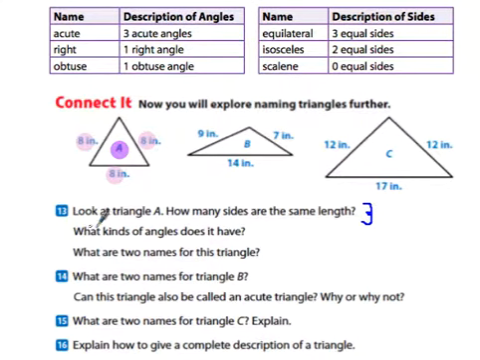All right. What kinds of angles does it have? Well, let's see. Here's an angle. Let me identify these angles for you just in case you're still having a hard time looking at the angles on a triangle. So here's an angle, and here's an angle. What types of angles are those? Think about what you know.